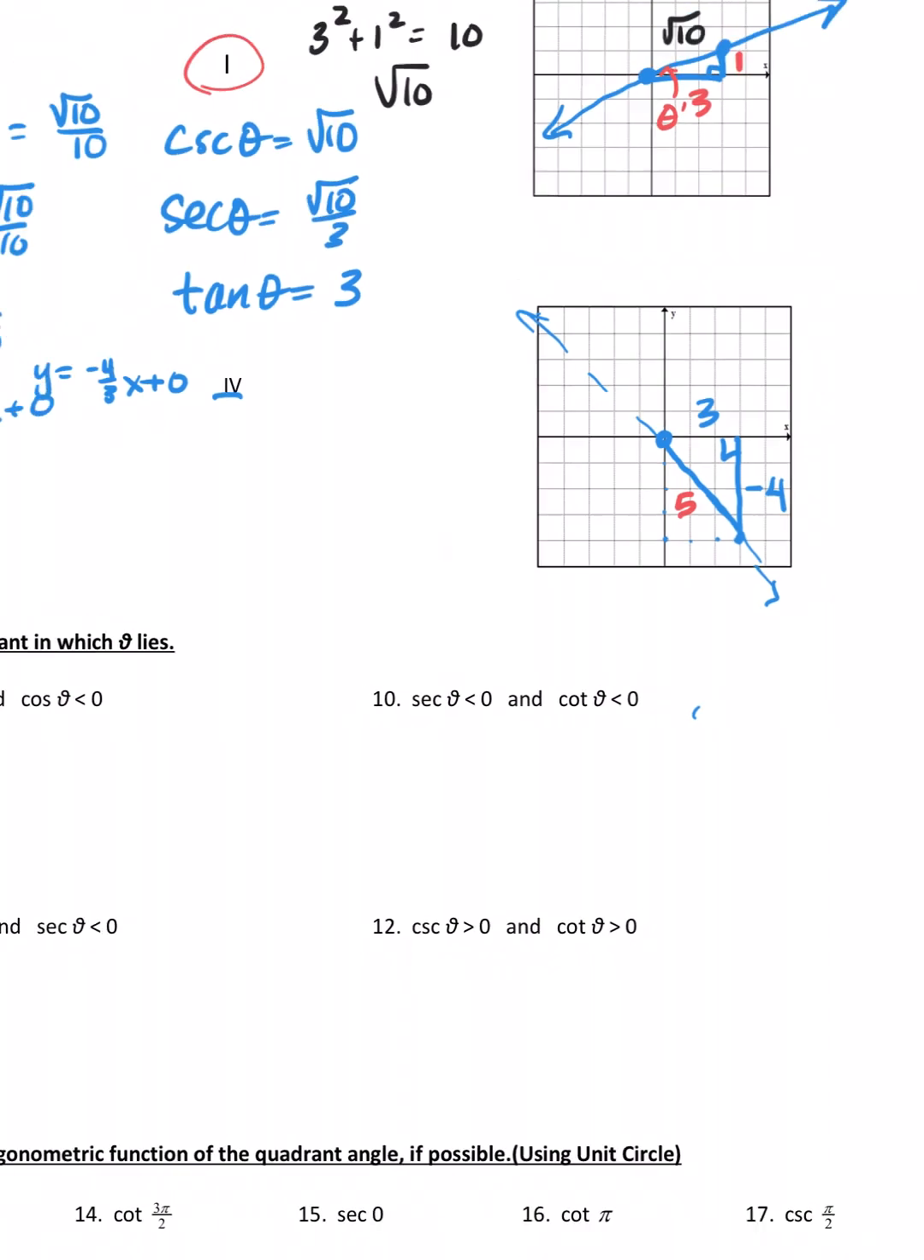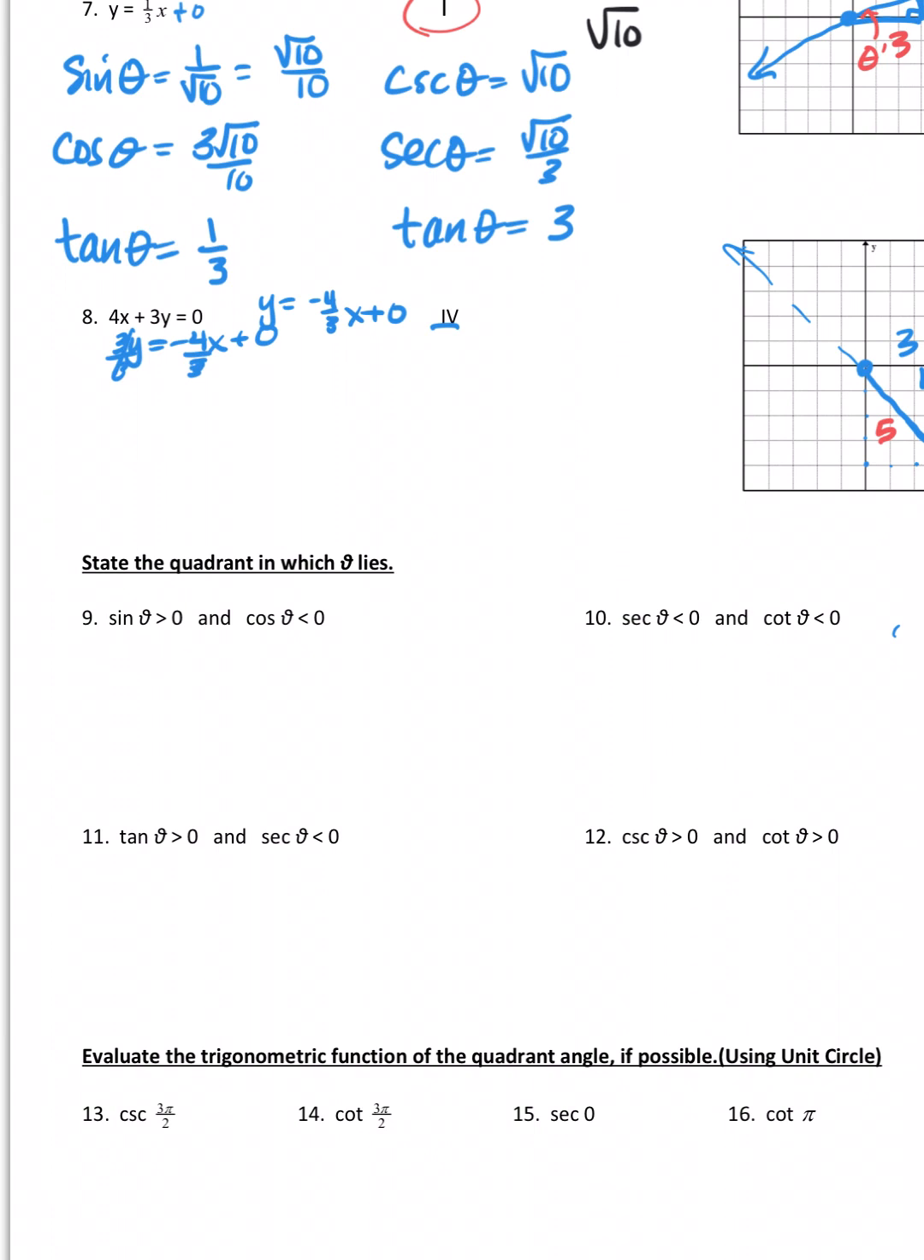So now I can go back and do my 6 trig functions. All right. If you want to pause the video and do this, I'm going to pause the video, put on my key, and then you can check your work.